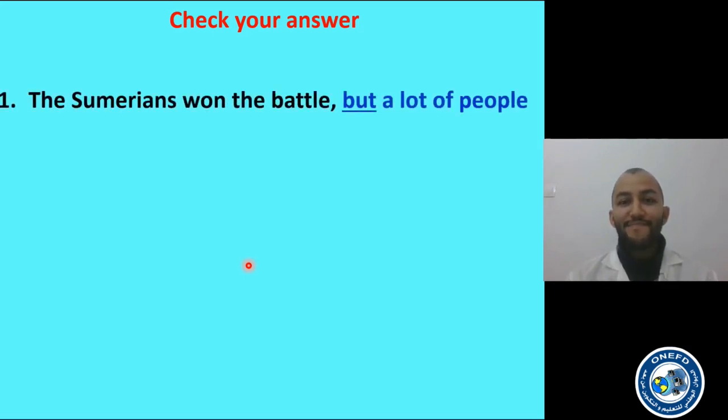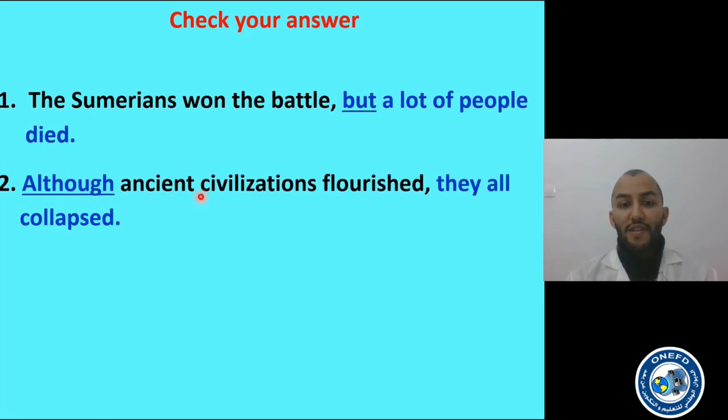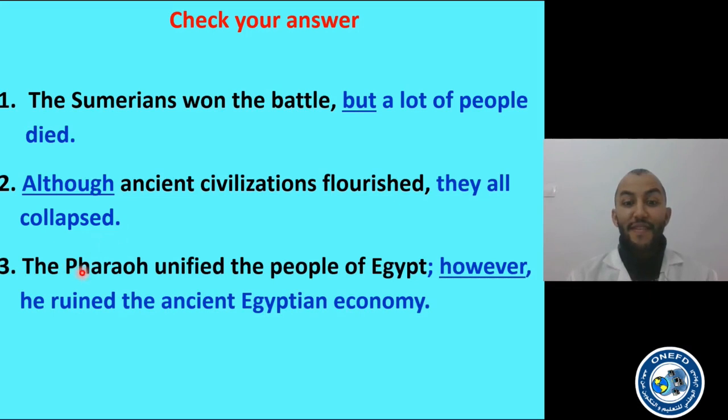The first one: the Sumerians won the battle, but a lot of people died. You see, they won the battle, but a lot of people died. Contradiction. Number two, although ancient civilizations flourished, they all collapsed. Number three, the Pharaoh unified the people of Egypt. However, he ruined the ancient Egyptian economy. He unified the people, but he collapsed the economy. See, contradiction. Is that okay?